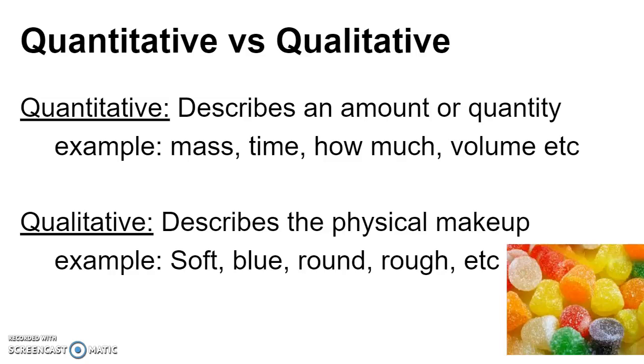Whereas qualitative, I think of quality. So I think of L for the quality as in language, so I use descriptive words. So it describes the physical makeup. So a lot of the times within qualitative observations, you're using non-numerical data. So looking at the picture, we can describe different things as soft or blue or round or rough. A lot of times in chemistry, we're not going to be tasting things, unfortunately, but we're still going to be making a lot of different types of qualitative observations.